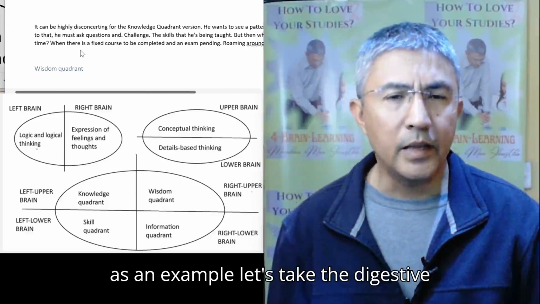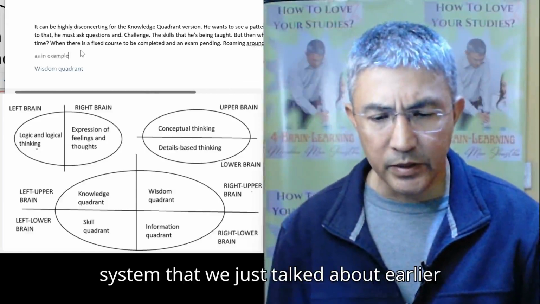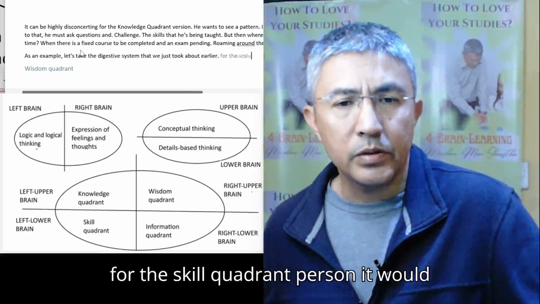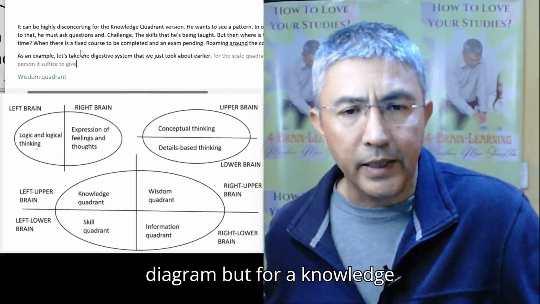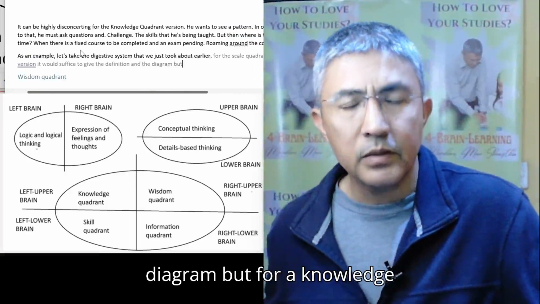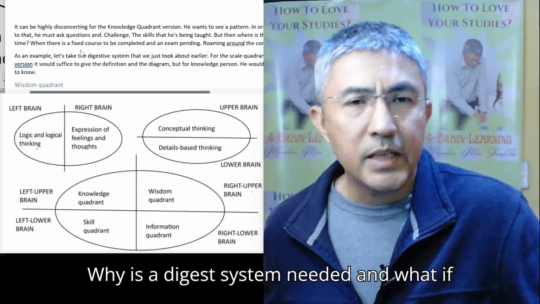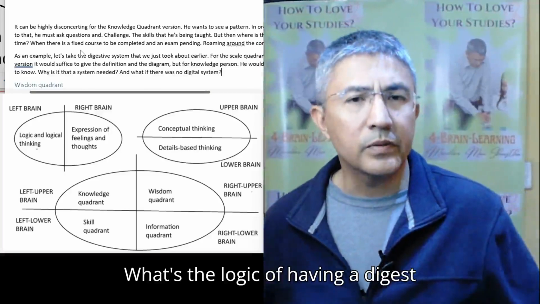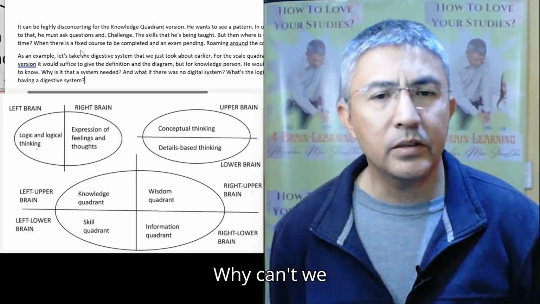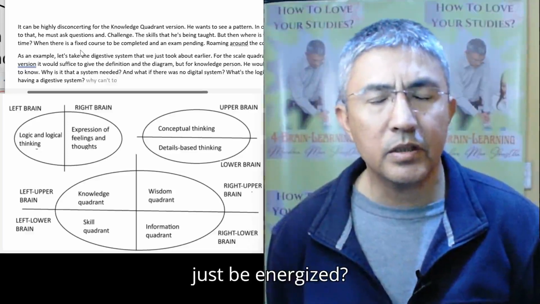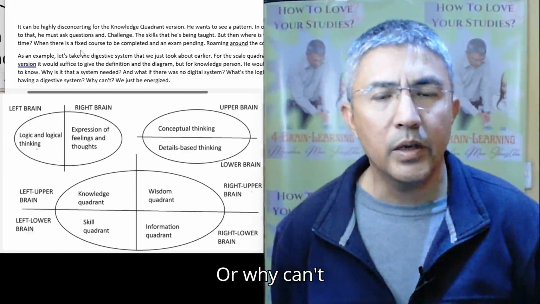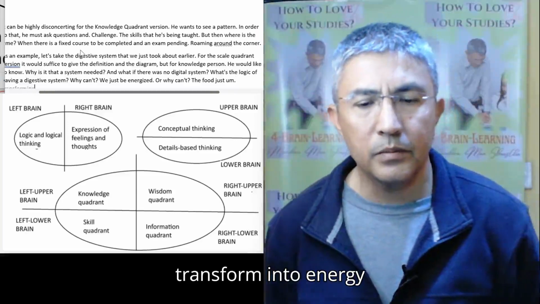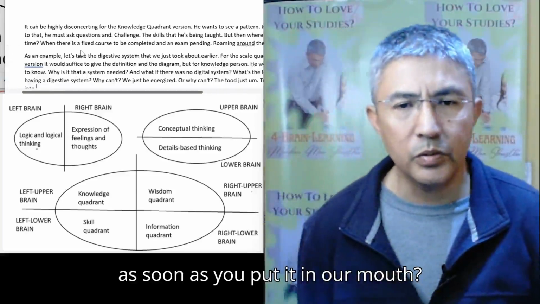As an example, let's take the digestive system that we just talked about earlier. For the skill quadrant person, it should suffice to give the definition and the diagram. But for a knowledge person, he would like to know, why is a digestive system needed, and what if there was no digestive system? What's the logic of having a digestive system? Why can't we just be energized? Or why can't the food just transform into energy as soon as we put it in our mouth?